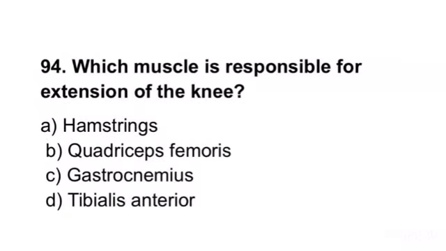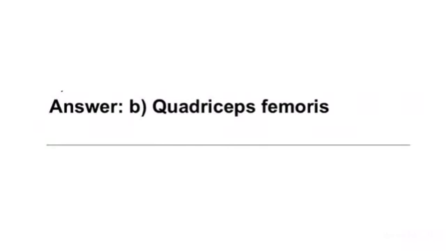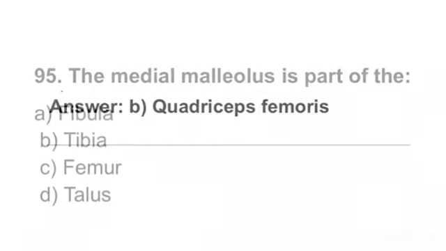94. Which muscle is responsible for extension of the knee? A. Hamstrings. B. Quadriceps femoris. C. Gastrocnemius. D. Tibialis anterior. Answer, B. Quadriceps femoris.